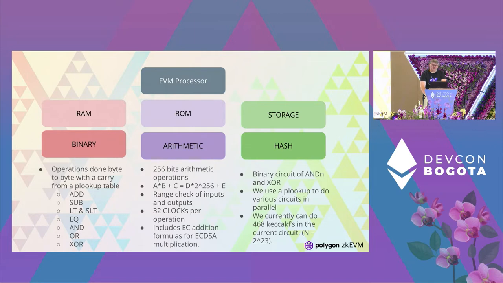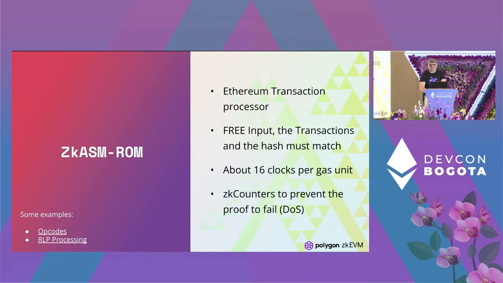Okay, and then it has the hashing for Keccak and other hashes that are also inside this processor. On top of this processor, there is this ROM. This ROM is written in assembly. It's a specific assembly for this processor. And this contains all the logic. Actually, it's what contains all the Ethereum logic that we are processing here.